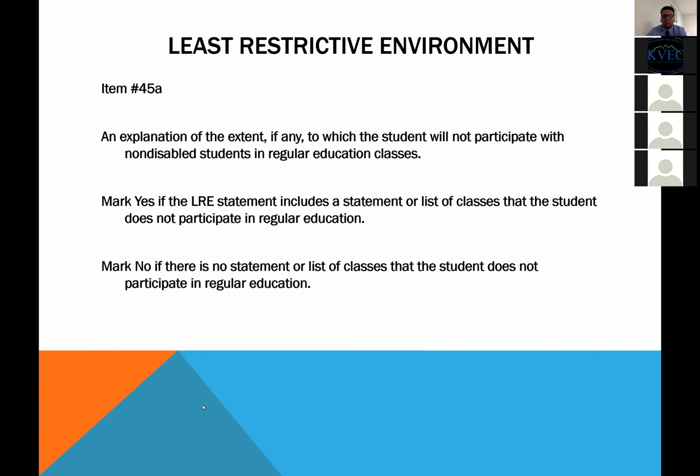Now we're going on to the least restrictive environment, and this is item 45A, an explanation of the extent, if any, to which the student will not participate with non-disabled students in regular education classes. So we're going to mark a yes if the LRE statement includes a statement or a list of classes that the student does not participate in regular education. You're going to mark no if there is no statement or list of classes that the student does not participate in regular education. What I find on this 45A is that we forget to list the content area.